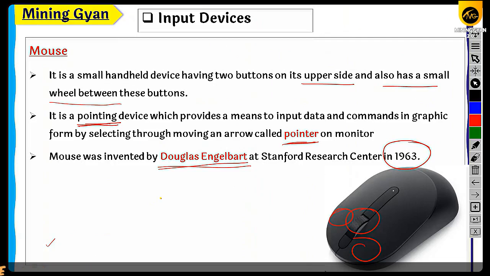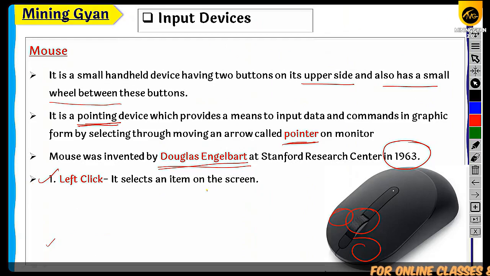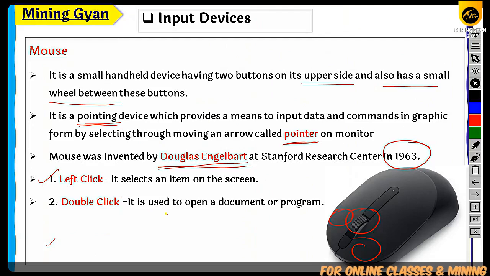The first one is the left click. It selects an item on the screen. The second one is the double click. It is used to open a document or program. Any kind of program you want to open, you have to use the double click.